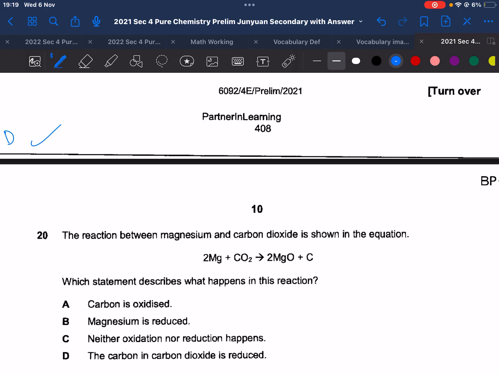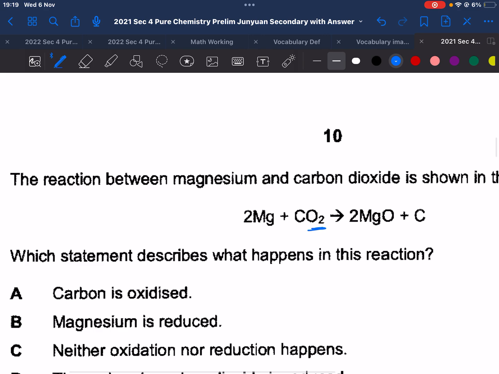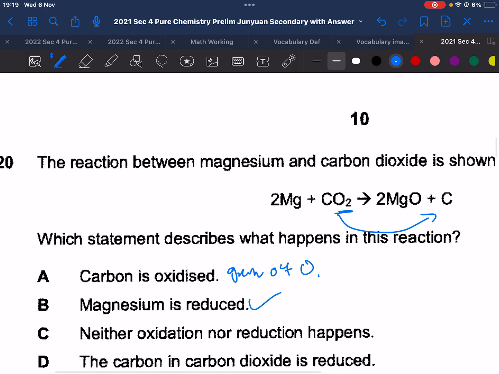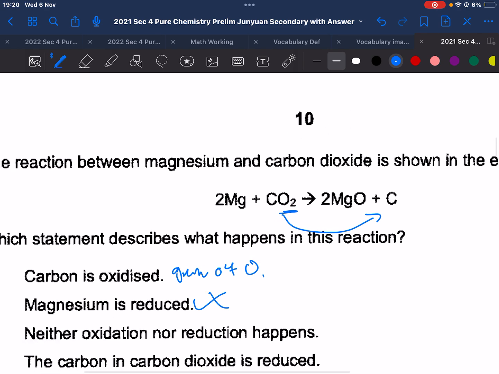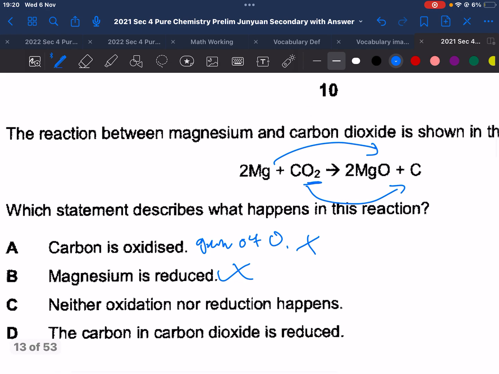The statement describes what happened in this reaction. Carbon is oxidized. Is carbon oxidized? No, it's not, because oxidized means the gain of oxygen. Carbon in fact is reduced. Magnesium is reduced. Is it reduced? No, it's not, because it gains oxygen. Reduce means you remove oxygen, reduce the number of oxygen. So in fact this is wrong.